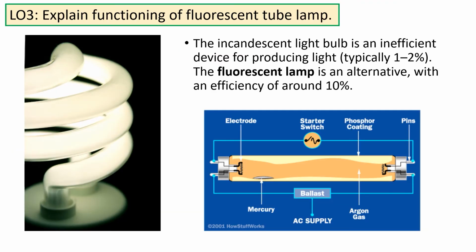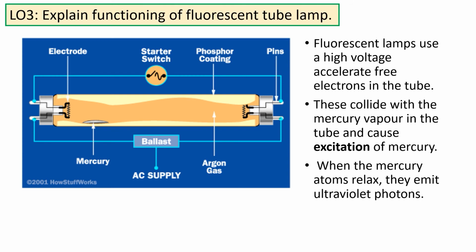Finally today, we're going to discuss the functioning of fluorescent lamps. These are a type of lighting which are an alternative to older-fashioned incandescent bulbs, which tended to have very low efficiencies. The functioning of fluorescent lamps takes place in several stages.